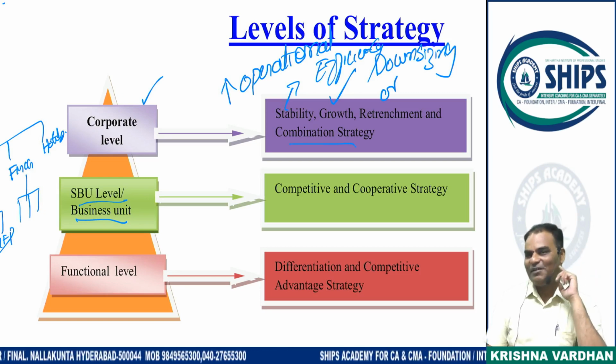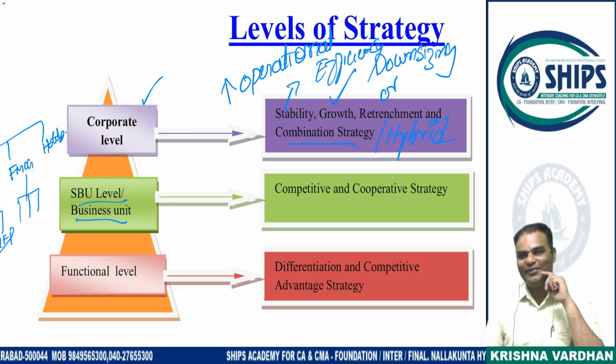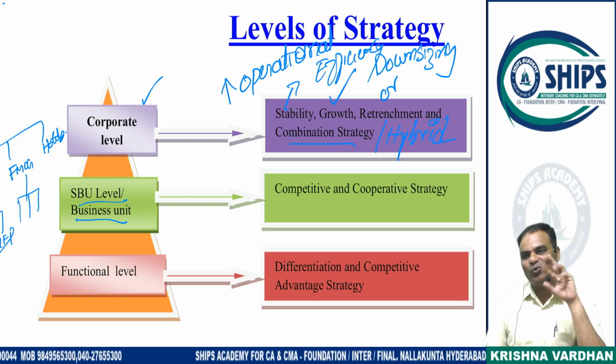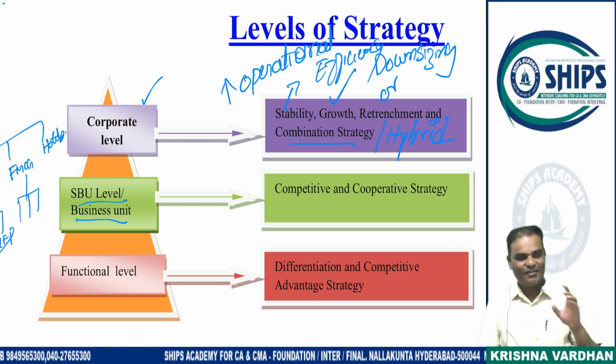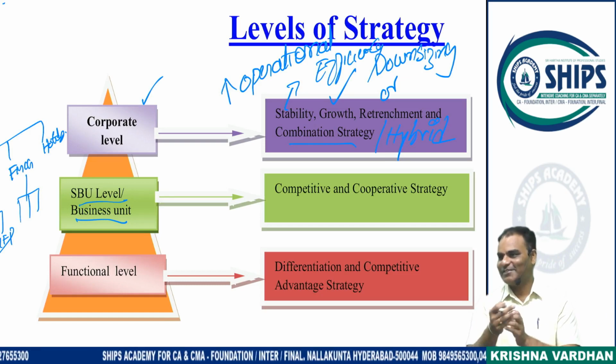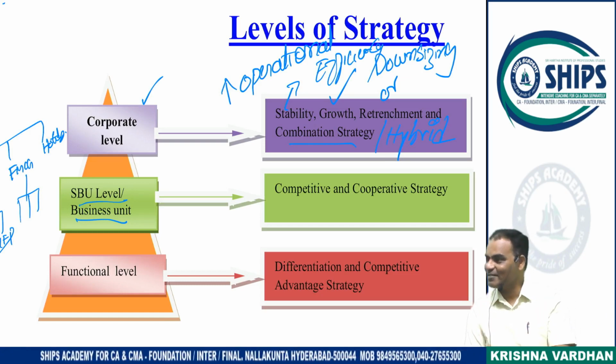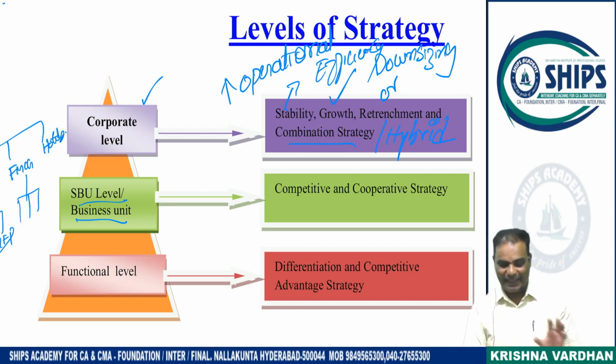The last one is combinational. If you are not comfortable with combinational, you can use the word hybrid. Hybrid is what? Two or more features. Some portion you will expand, some portion you will cut down, some portion you will stabilize. If you are involving two or more features in one, we call it a hybrid strategy.